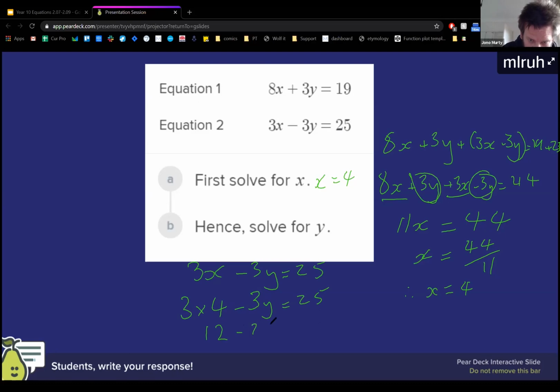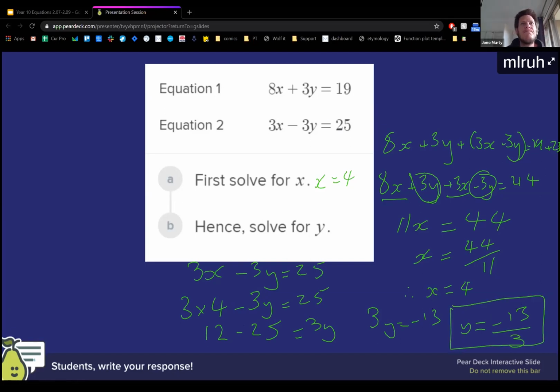Let's just do a quick rearrange here. 12 minus 25 is equal to 3y, which means 3y is equal to, what's that, minus 13. That's not a very nice number. y equals minus 13 on 3. Yeah, correct. Well done.